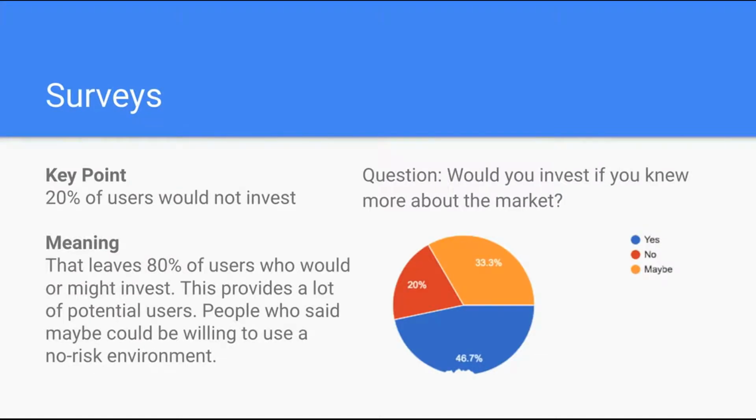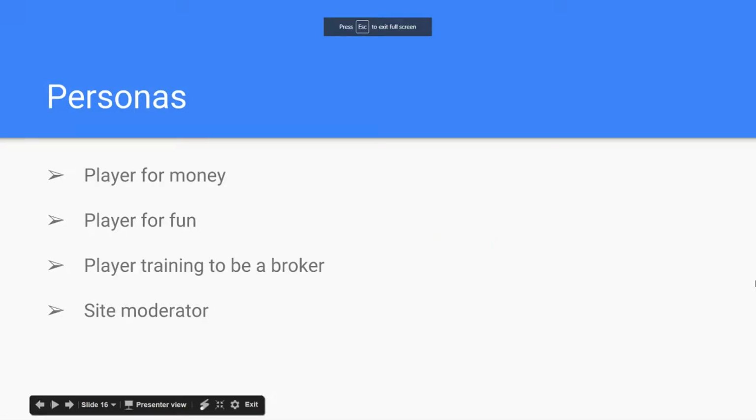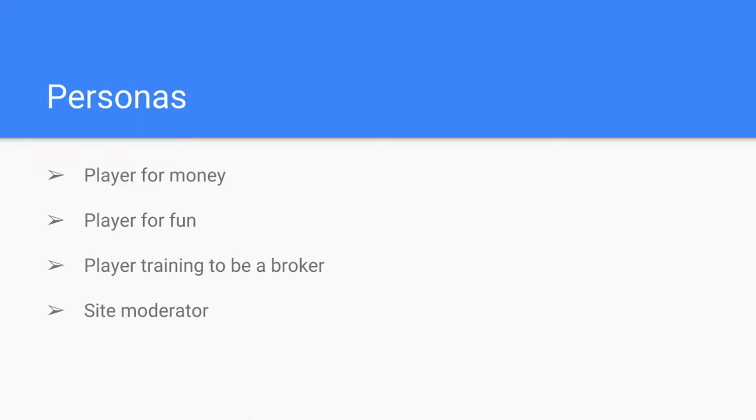20% of people said they would not invest in the stock market, which leaves 80% of people who would or might invest, which is a lot of potential users. 65% of people like no-risk competition, which helps in deciding whether or not our tournaments should be played for virtual money or real money. One of the first things our team did while discussing the project was create personas. Creating personas helped our team brainstorm possible users of our app, which helped us understand requirements of several different types of users, and also features we might want to include in our app.